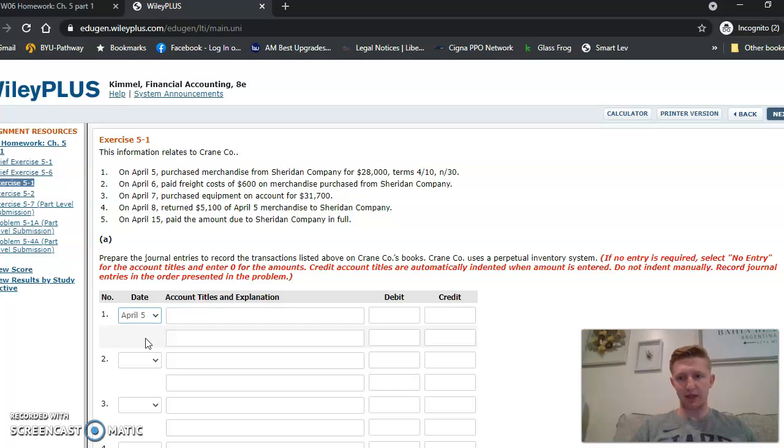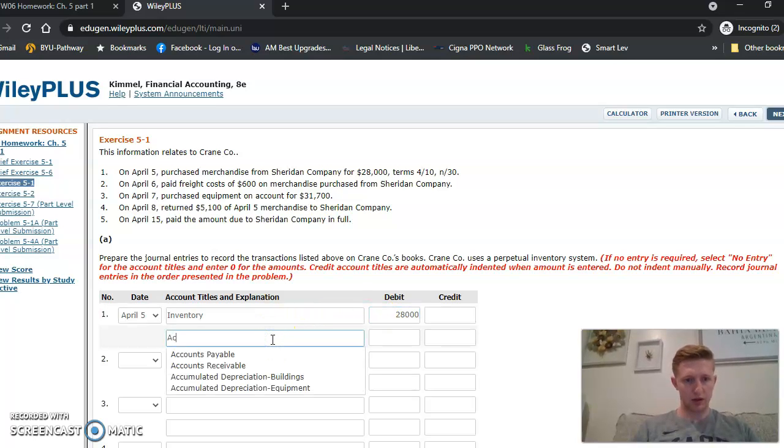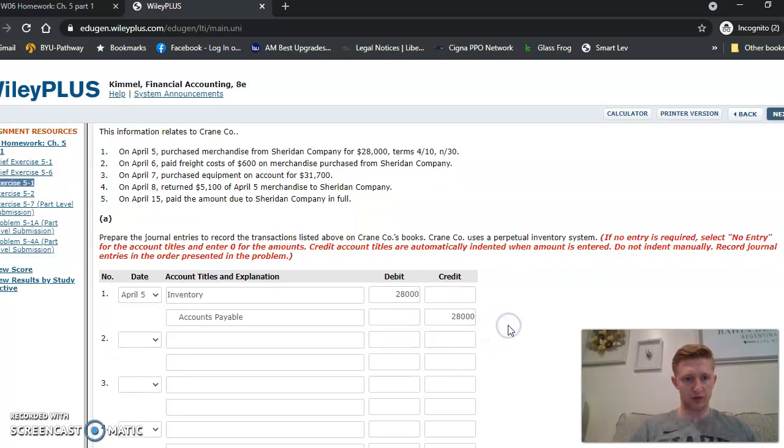So essentially what's happening here is they are increasing inventory, so there's an increase in assets. So to show that, we're going to go ahead and debit inventory for 28,000. And then we're also going to put accounts payable. We're going to credit that for 28,000 as well. So there we go for the first one.